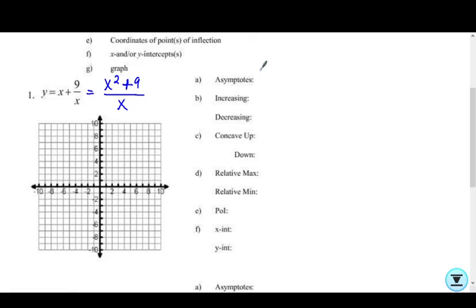Well, the bottom gives us our vertical asymptotes, so we have a vertical asymptote at x equals 0. Since the power on top is bigger, we have to do long division, and we find out that we have a slant asymptote, which is y equals x. Okay? So next we're going to find where it's increasing and decreasing.